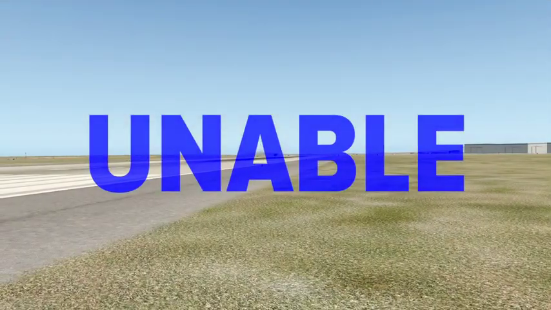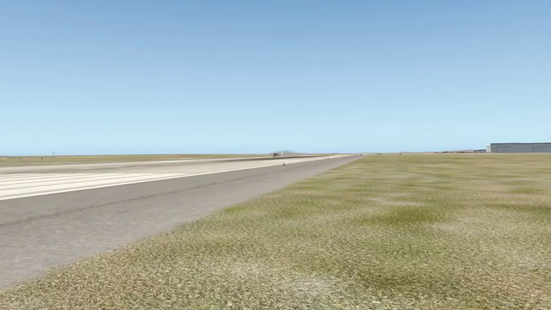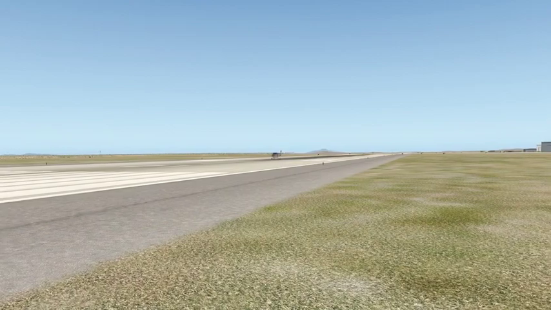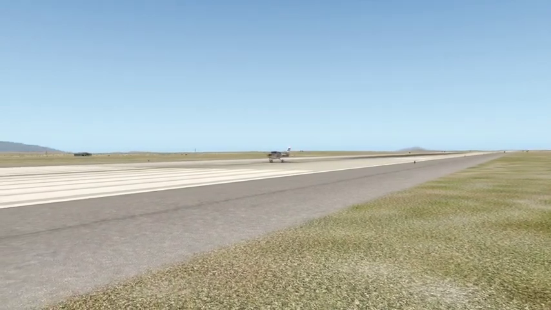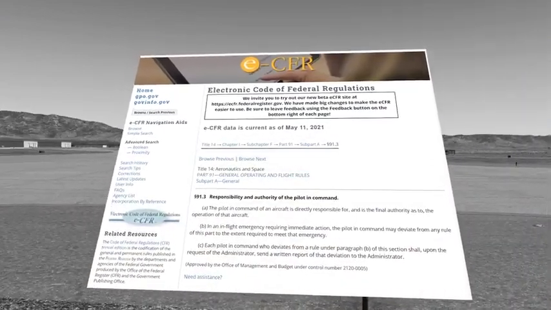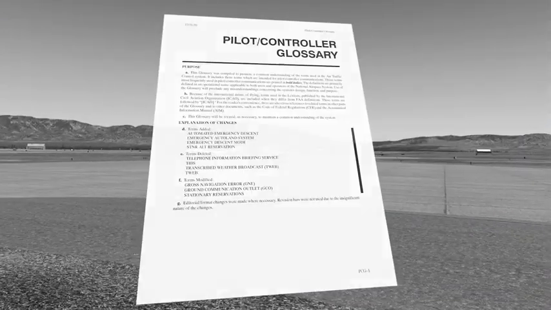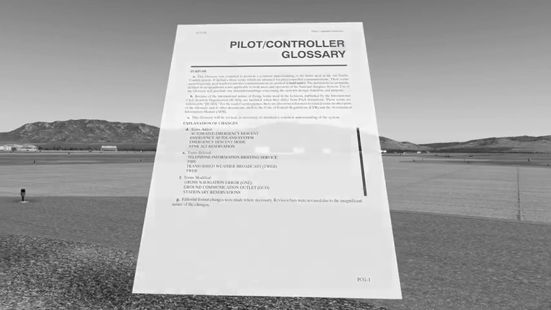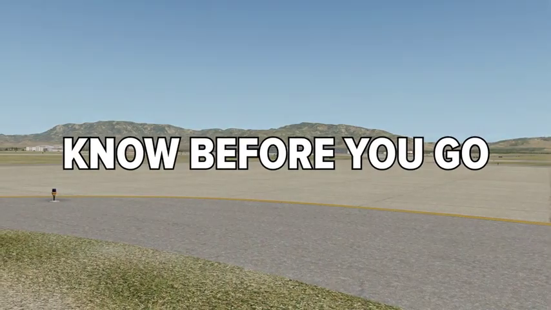Stating unable when not prepared is your responsibility and authority as pilot in command. Remember to share these recommendations with other pilots in your community and review CFR Part 91.3 and the Pilot Controller Glossary for more information. Know before you go.